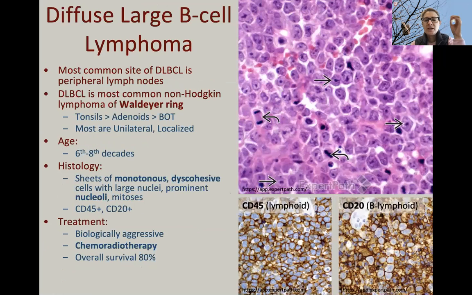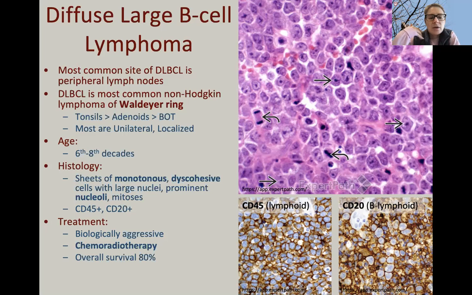This is in contrast to the other most common malignant lymphoma of the head and neck, which is diffuse large B-cell lymphoma. So while DLBCL is still more common in our peripheral lymph nodes, it is the most common non-Hodgkin lymphoma in the head and neck of the Waldeyer ring, right? So tonsils, adenoids, base of tongue. So most are unilateral localized disease, so they can resemble, for example, in the tonsil, an HPV-related carcinoma clinically as a unilateral mass.